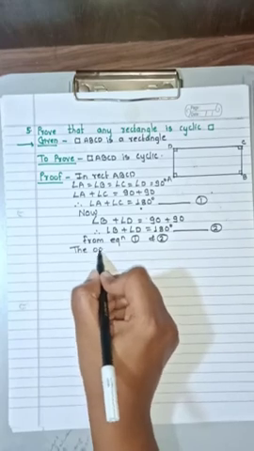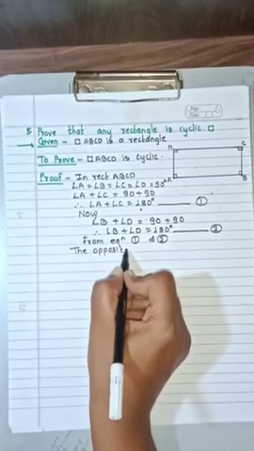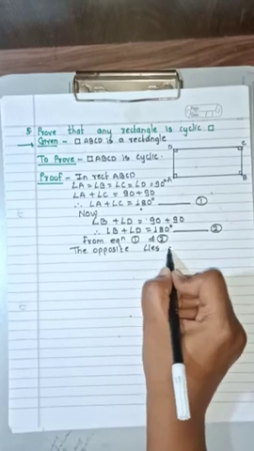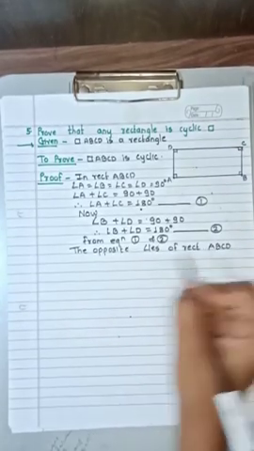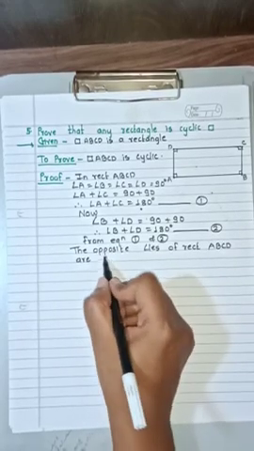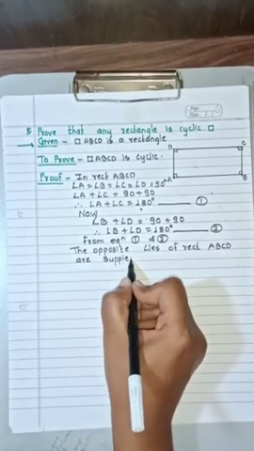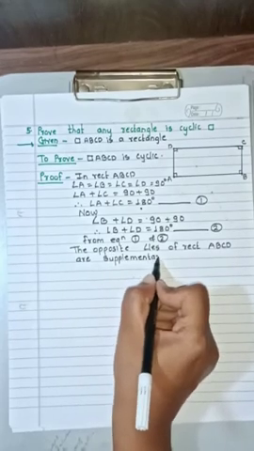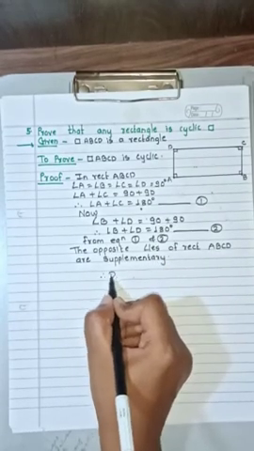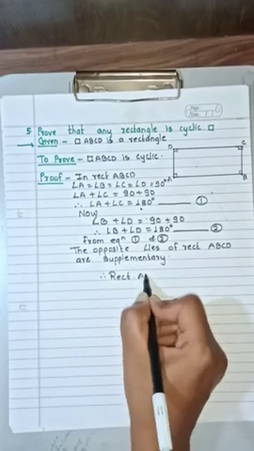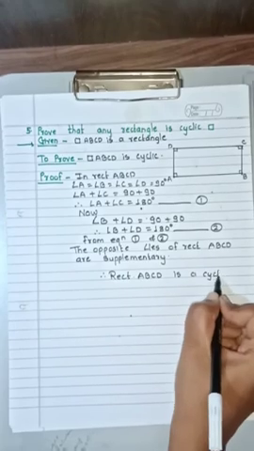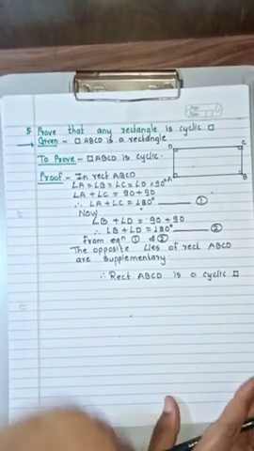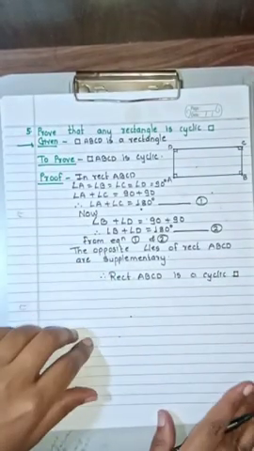Okay, so you can write down here the opposite angles of rectangle ABCD are supplementary. Therefore you can say that rectangle ABCD is a cyclic quadrilateral. It is a cyclic quadrilateral. So this was all in question number 5. Let us move on towards question number 6.